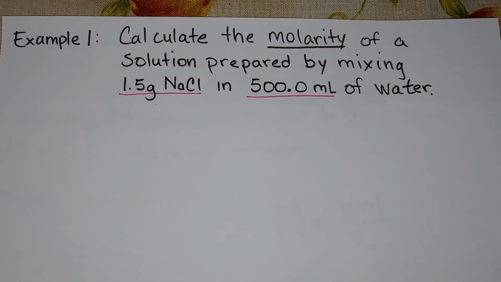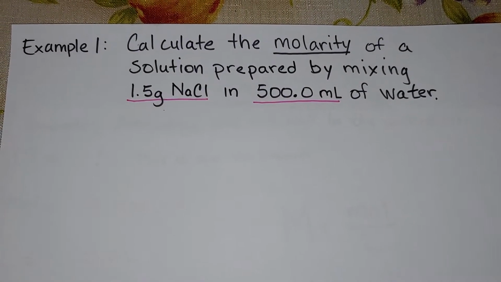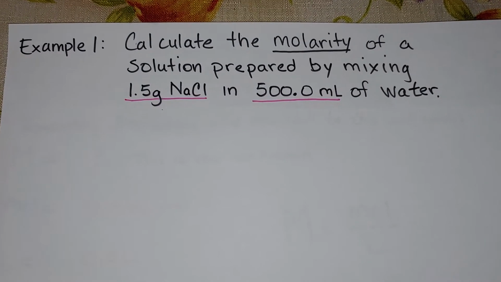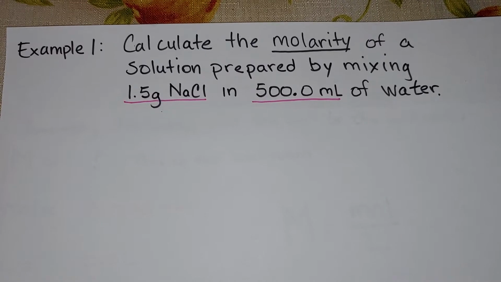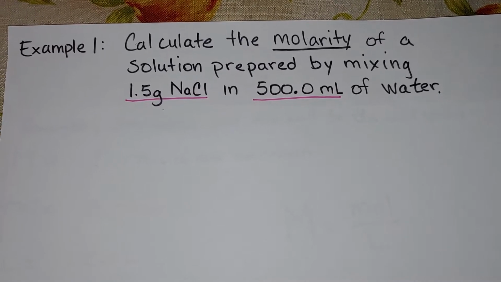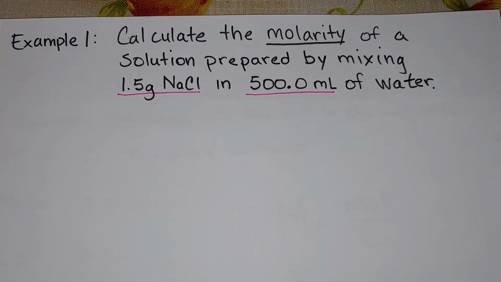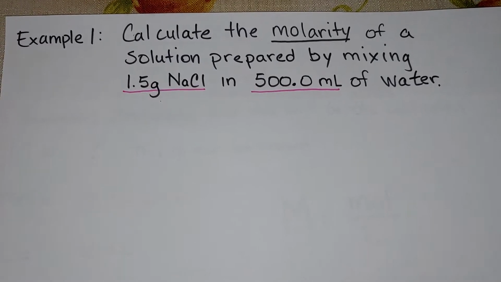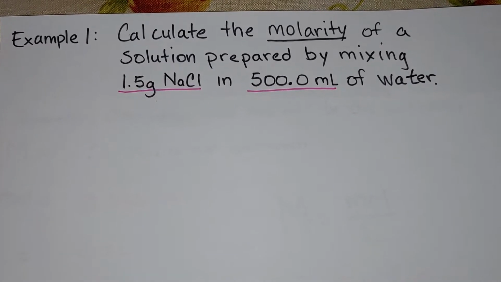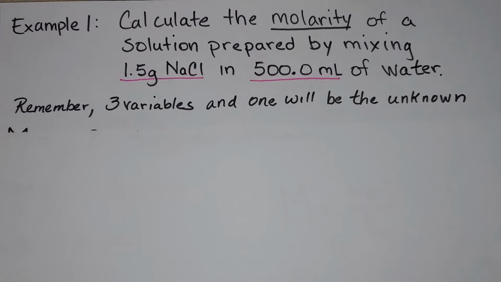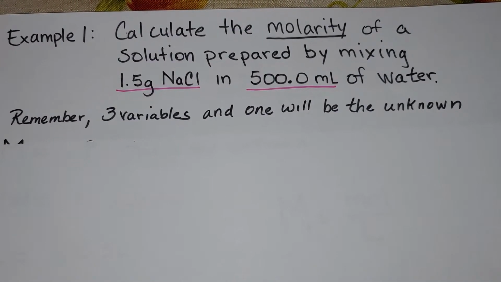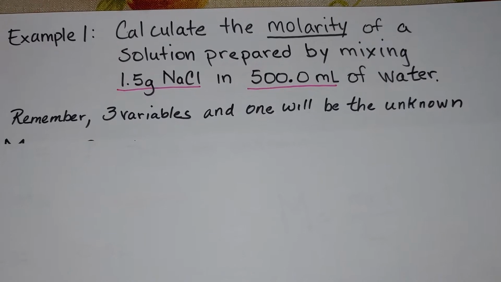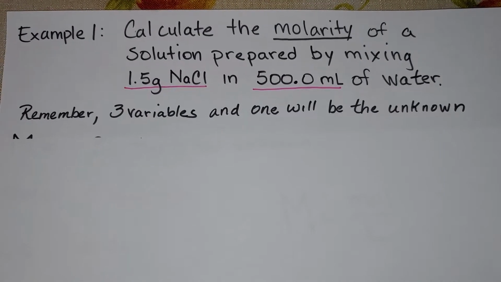So let's go ahead and take a look at our first example, which is also an example that you're going to find on Nearpod. It says calculate the molarity, again remember molarity being the concentration, of a solution prepared by mixing 1.5 grams of sodium chloride, NaCl, in 500 milliliters of water. Okay, keep in mind, we only are dealing with three variables, and out of those three, one of them is going to be an unknown.